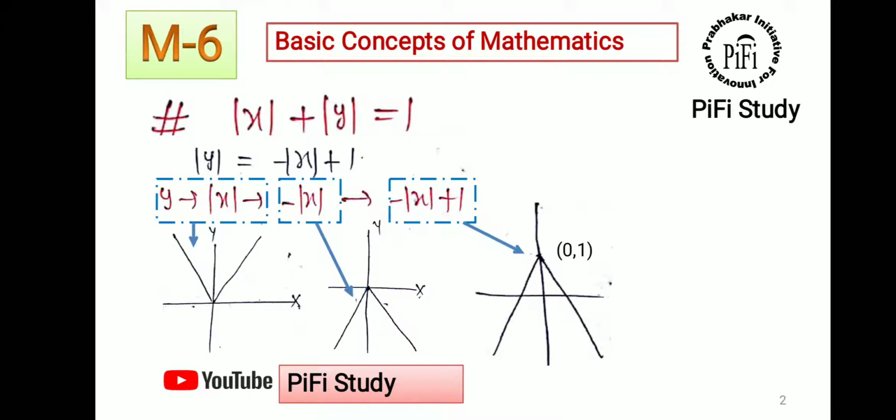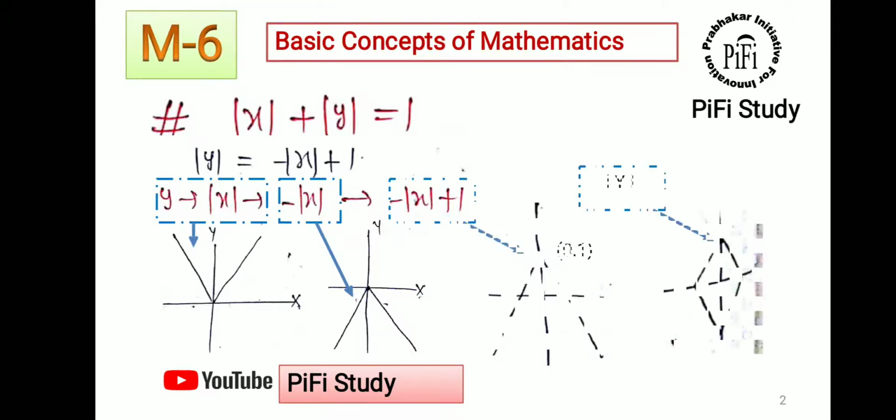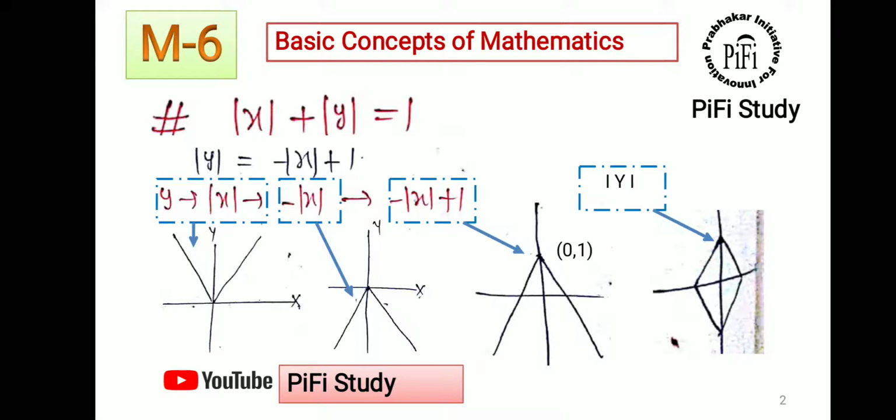Then we will remain with taking mod y. For taking mod y, we will neglect the negative portion of the y axis and take the symmetry about the x axis. So finally we will get the plot for mod y. It is kind of a square. The graph for mod y in this case is a square whose ordinates are (1, 0), (0, 1), (-1, 0) and (0, -1).